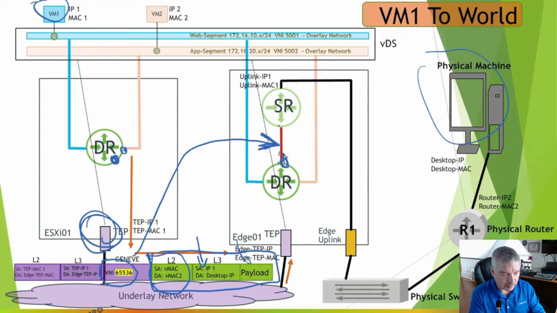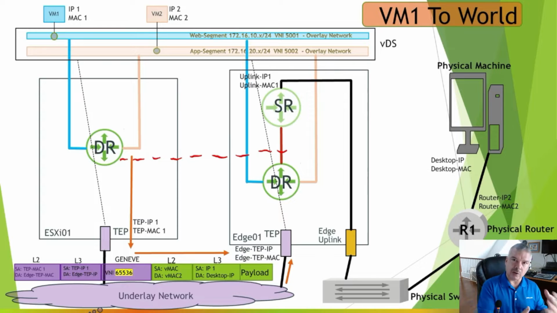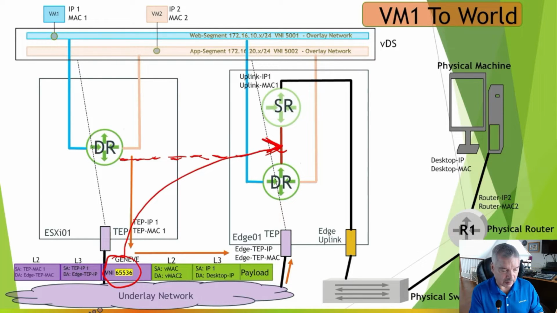Remember this red line I'm showing? There's actually a logical connection. If I actually did something like this, there's kind of an overlay between that. It's a logical connection. And in order for us to go across that, we have to do encapsulation. So that's what this VNI here is, this guy right here.